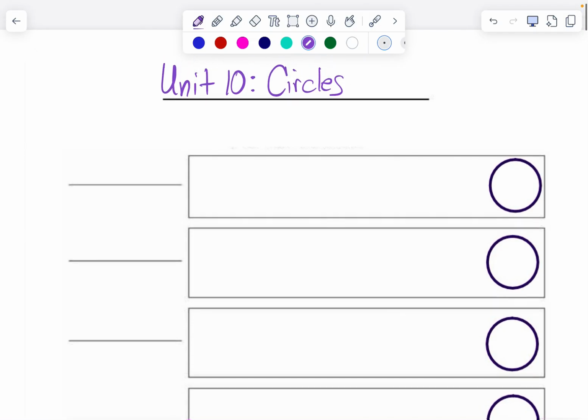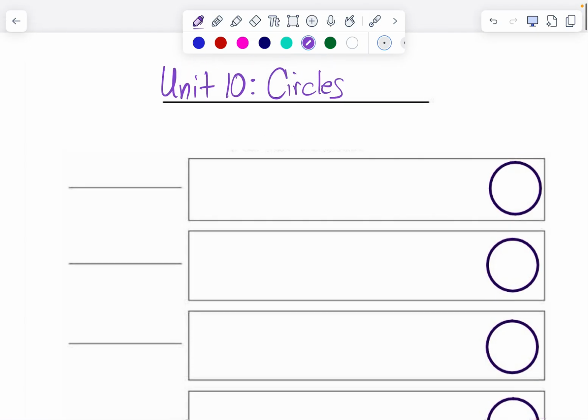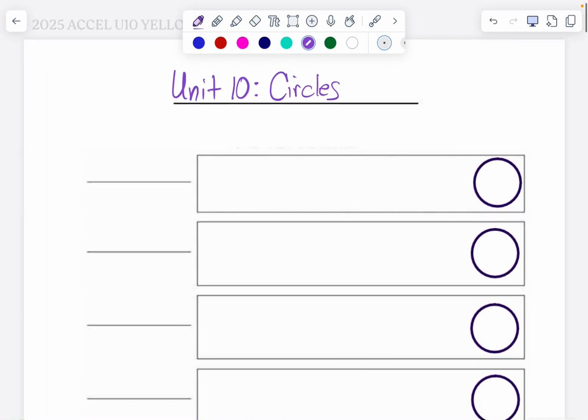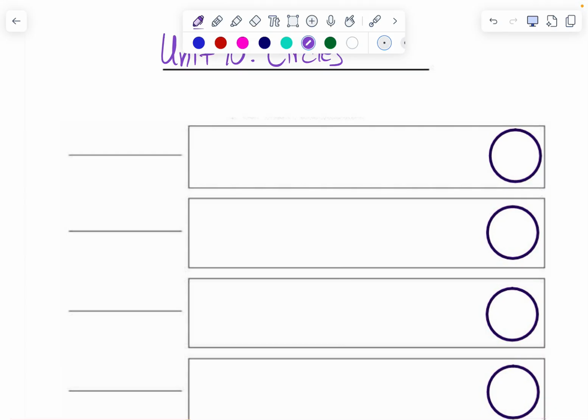Probably it ties for my favorite unit in geometry, or maybe second favorite. It's cool stuff. Okay, we'll start off with some review, hopefully. Diameter, distance across through the center.